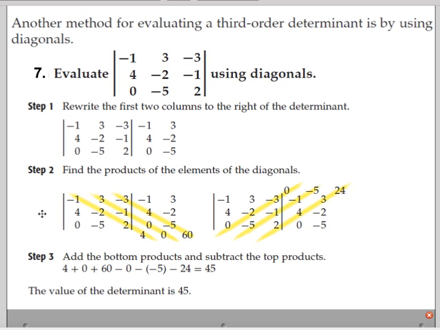And then they added those all up. So 4 plus 0 plus 60, and then you're going to subtract off the product of the diagonals going up from the corner. So 0 times negative 2 times negative 3 there gave them 0. Negative 5 times negative 1 times negative 1 gives you negative 5. 2 times 4 times 3 gives you 24. So then you subtract off those. So it goes 4 plus 0 plus 60, and then you're going to subtract off 0, subtract off negative 5, subtract off 24, and our determinant there ends up being 45.